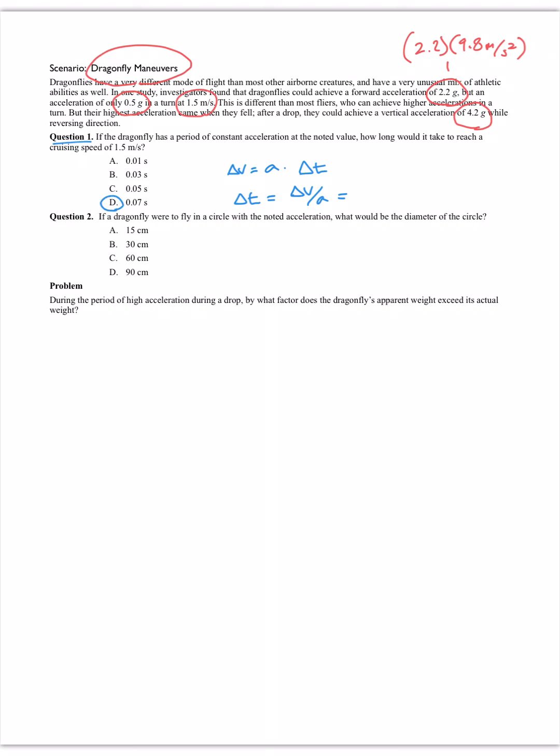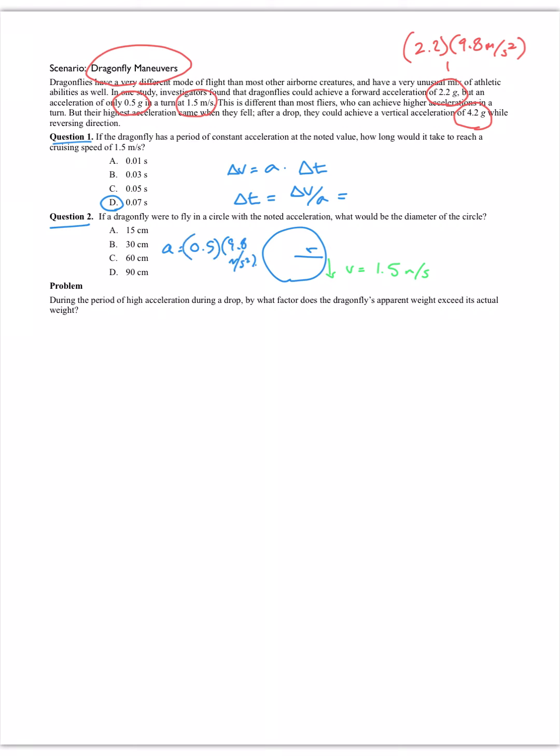For question 2, it asks if the dragonfly were able to fly in a circle with the noted acceleration, what would be the diameter of the circle? Well, the radius of the circle the dragonfly would go in, at a speed v, and we're told v, the cruising speed, is 1.5 meters per second. The acceleration is 0.5 Gs, so 0.5 times 9.8 meters per second squared. That's my acceleration, and the acceleration is equal to v squared divided by r. If I calculate the radius of the circle, it's 45 centimeters, and so the diameter of the circle is double that, or 90 centimeters.